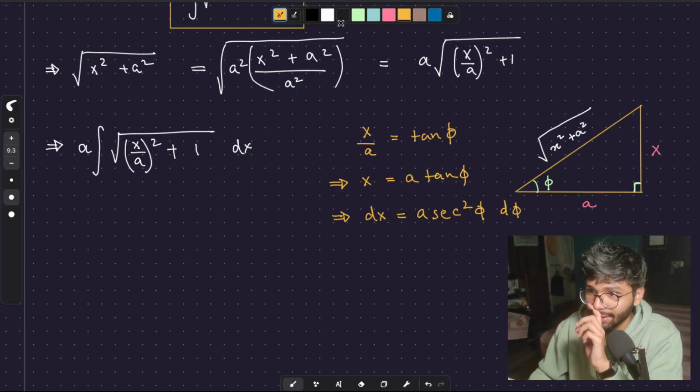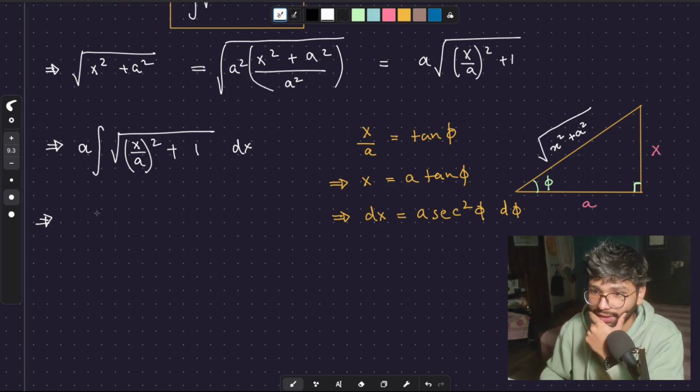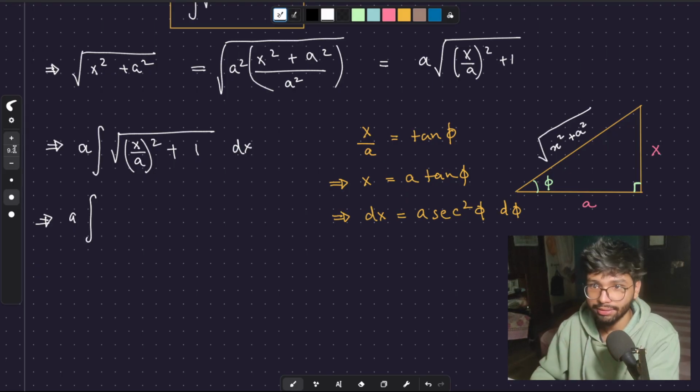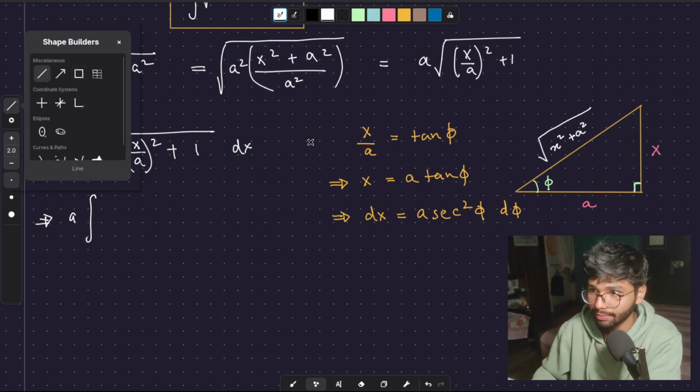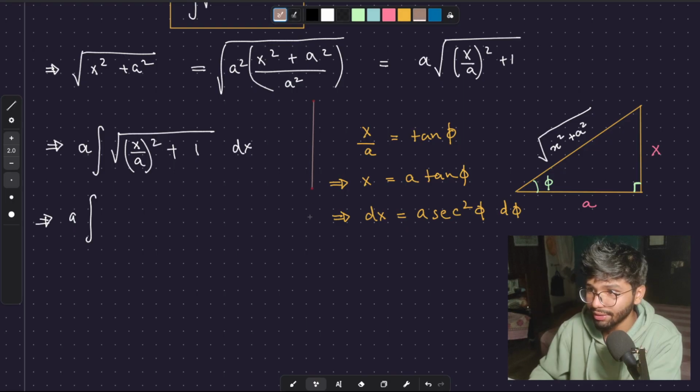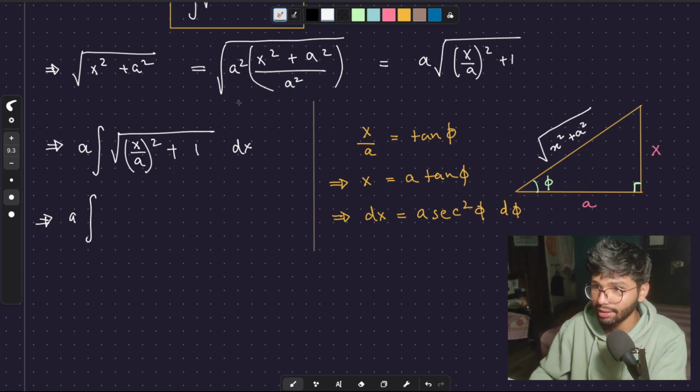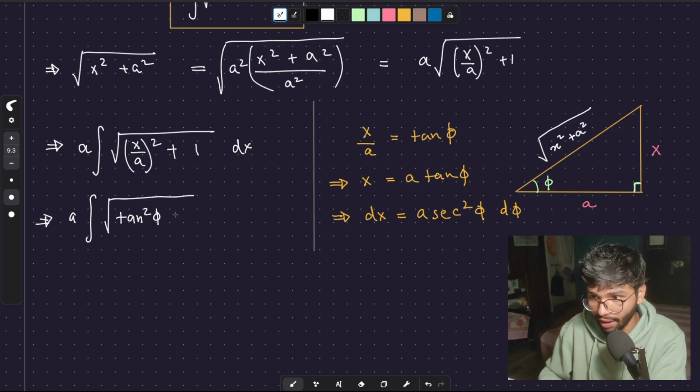Okay, great. So what are we up to this time? We'll surely substitute it back in the equation. So let's try doing that. We've got a, and let me make a line over here so that we don't forget that. Okay, should work. So a, we're going to substitute back tangent squared of phi plus 1, and we have a secant squared phi d phi.